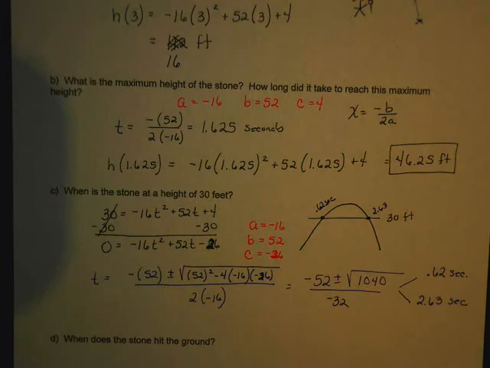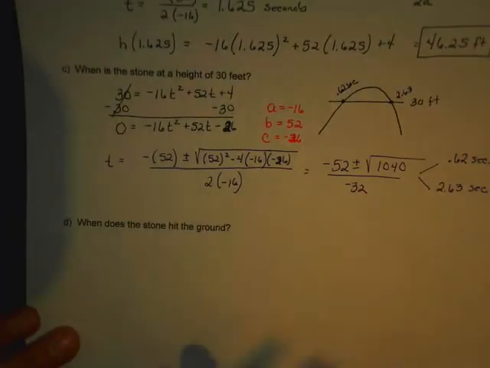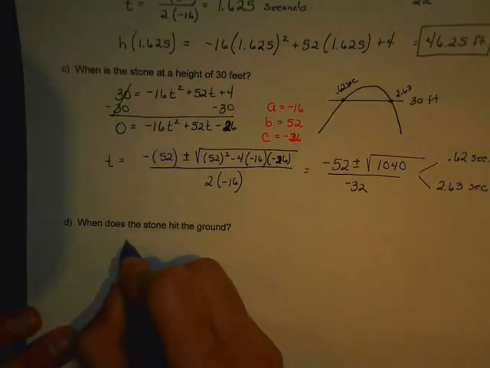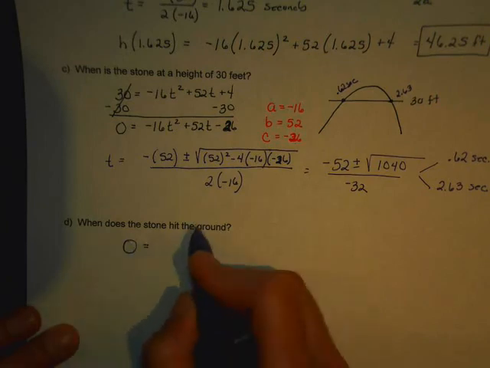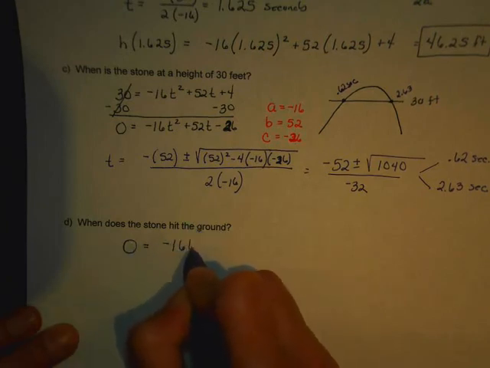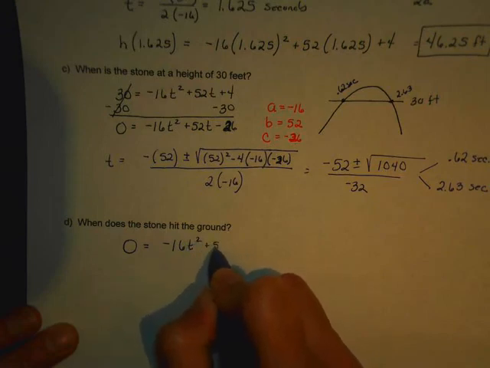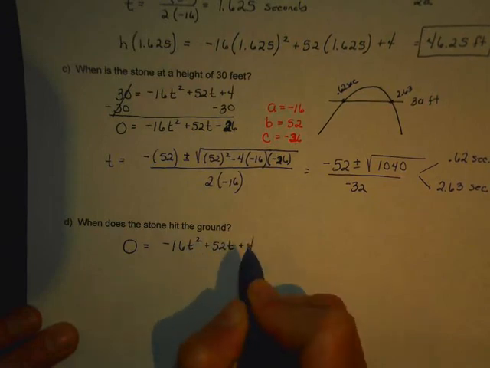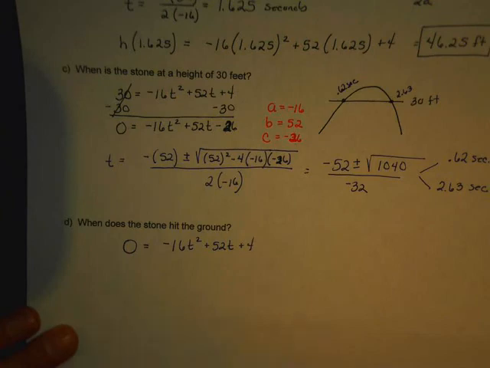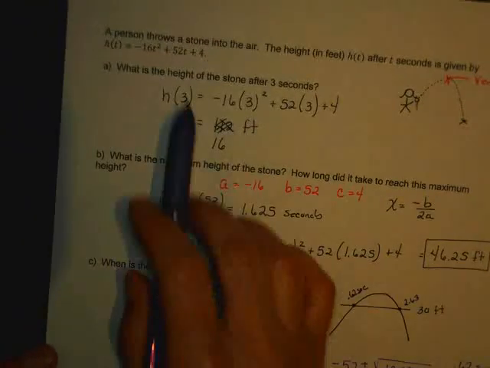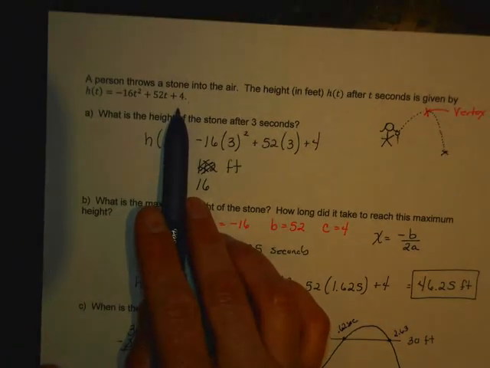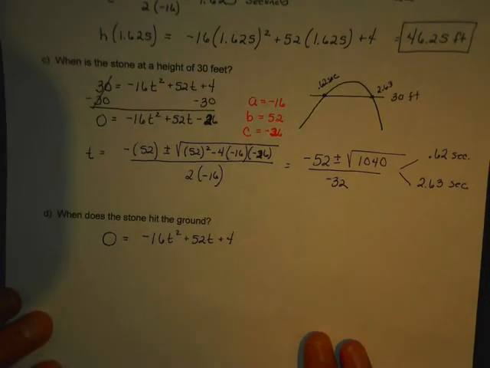All right, the last problem. Let's see if I can do it without screwing anything up. So when does the stone hit the ground? So the height would be 0, and we're trying to figure out the time values. Now it didn't start at the ground, right? It started at the person's hand, which was 4 feet in the air. So there's only going to be one answer that makes sense to this.